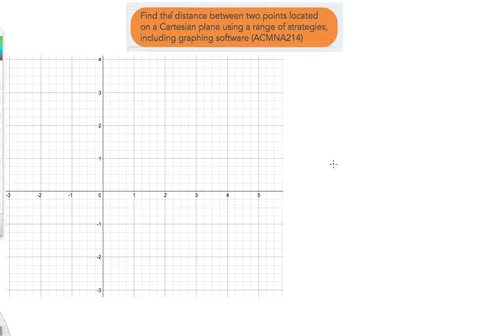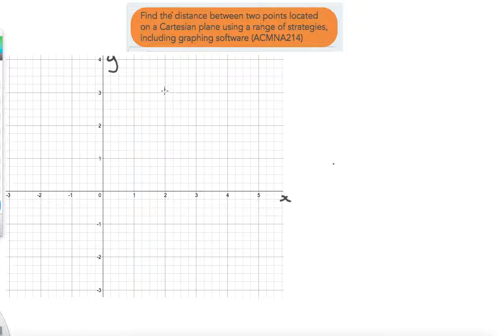Okay, so right now we're tackling this question, which is ACMNA214. So we're trying to find the distance between 2 points located on a Cartesian plane using a range of strategies, including graphing software. So we've got a bit of a set of axes here. You know, we might want to label this as our x-axis, and this is our y-axis. And then say we've got 2 points.